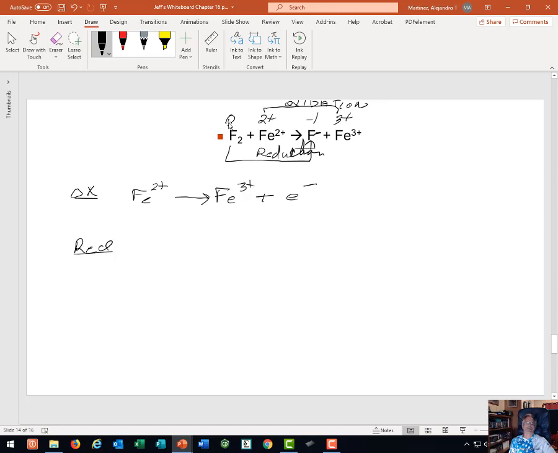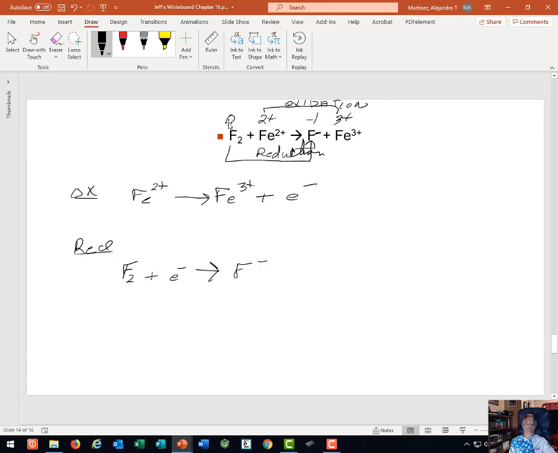Let me do the reduction half of the reaction. That's going to be fluorine, diatomic fluorine, and if it's a reduction, that means there's going to be some number of electrons on the reactant side that are added, and that's going to give me the fluoride ion on the product side. So there's my reduction. So let's balance the oxidation half first.